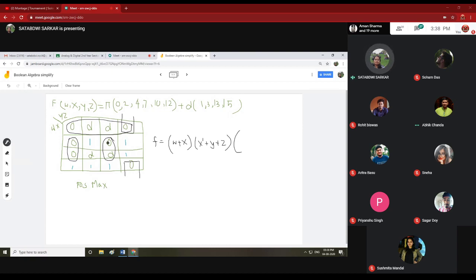From these two positions, 15 and this is 4, 5, 6, 7. X bar plus Y bar plus Z bar. Y bar, yes. X bar plus, here Y and Z are changing, so it is Y bar plus Z bar. Yes, POS.